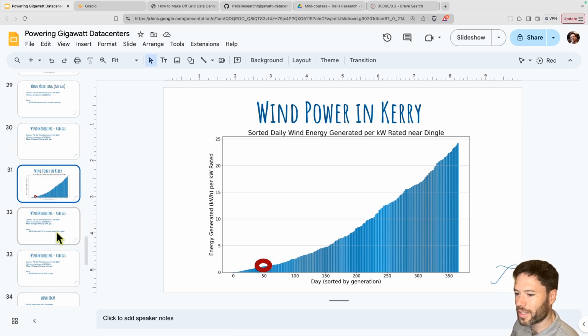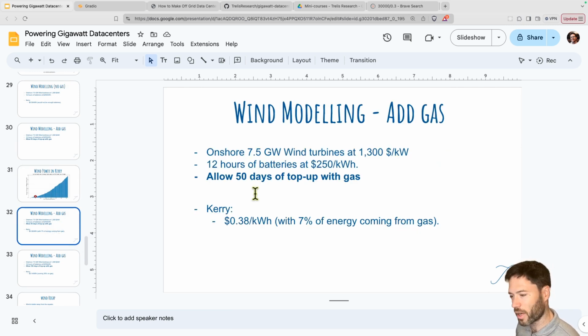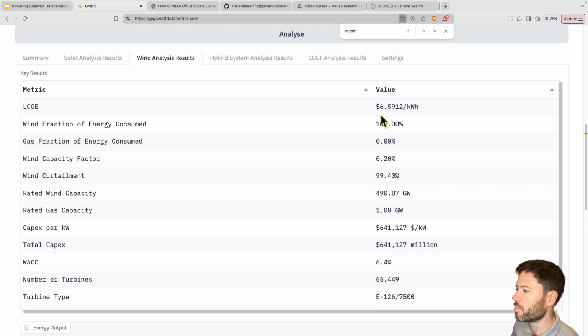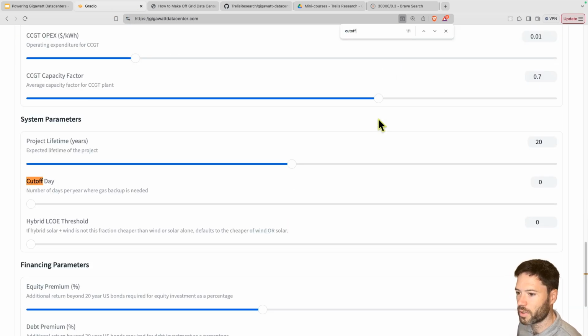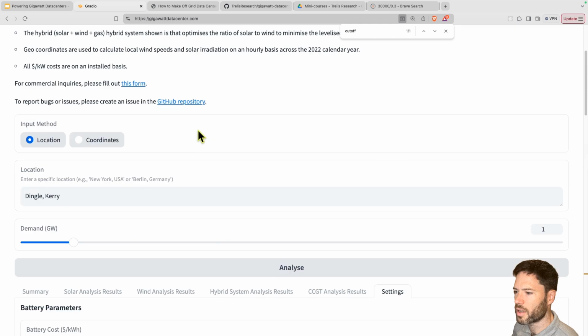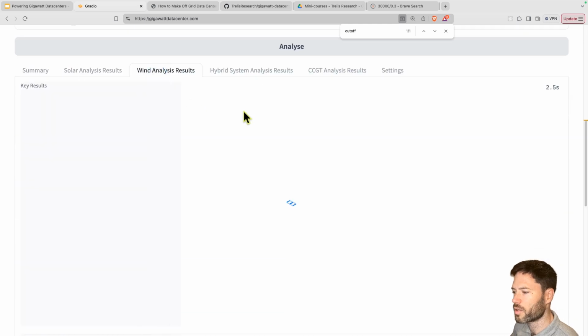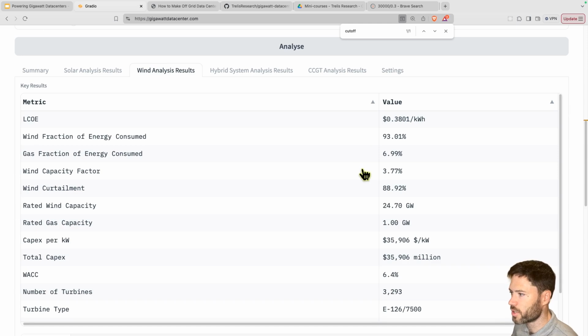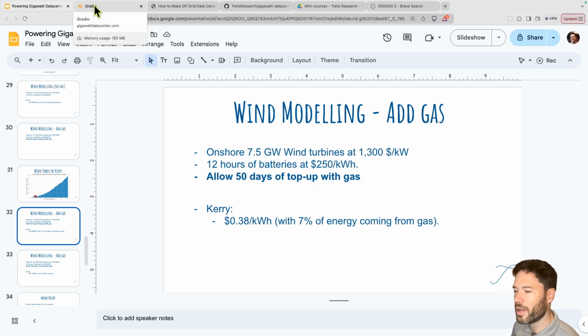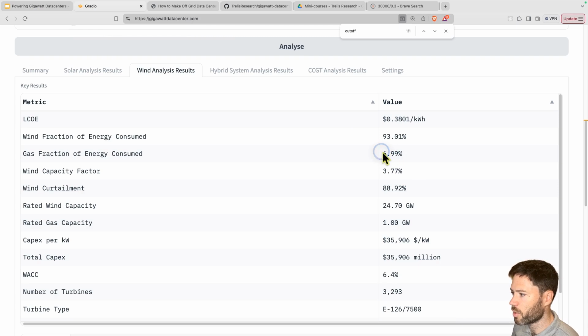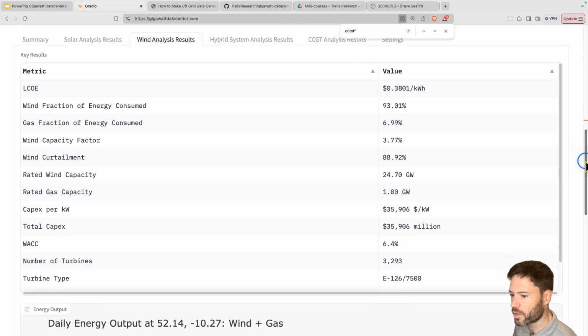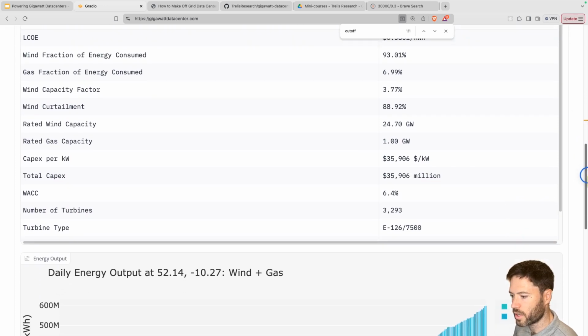However, if you start to add in a little bit of gas, which again we can do by allowing for gas on 50 days of the year, we're able to get that price down significantly. So quite simply, I'll go to the settings, I'll change my cutoff so that I allow for 50 days of gas. And when I analyze that, we should see that the cost of electricity comes down. So it looks like here we're at 38 cents per kilowatt hour with 7% of the electricity coming from gas. So not really using much gas, but it's still a pretty hefty price of electricity when we're looking at only the 50 worst days.